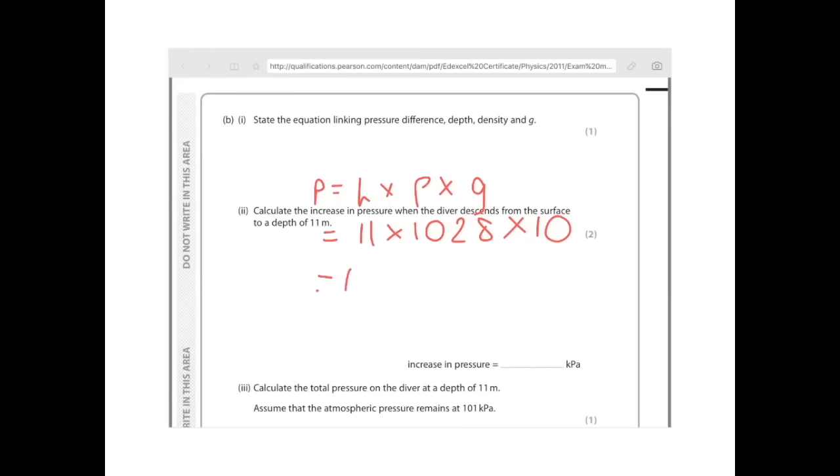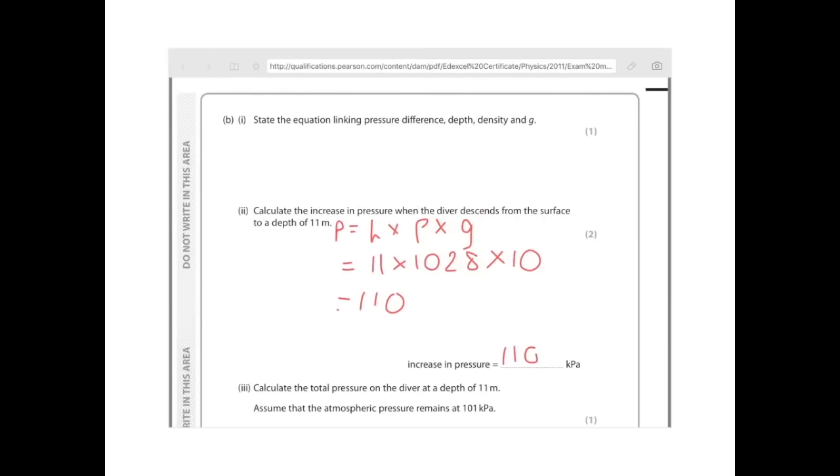And then you work that out and you get an answer which is 110 kPa. Part 3, calculate the total pressure on the diver at a depth of 11 metres. Assume that the atmospheric pressure remains 101 kPa.